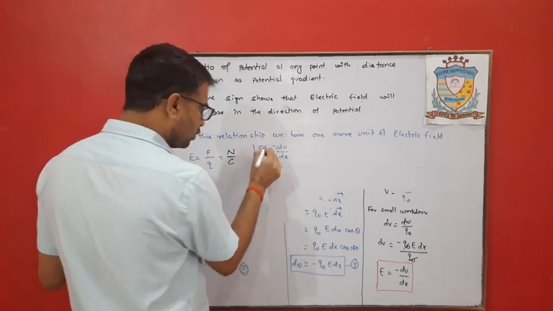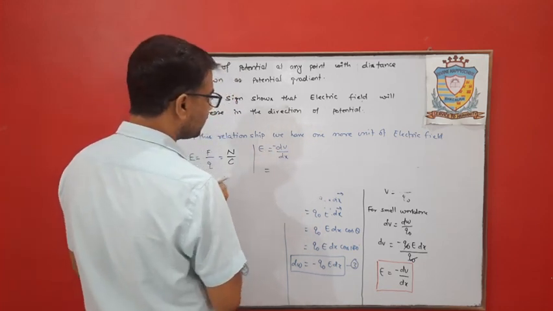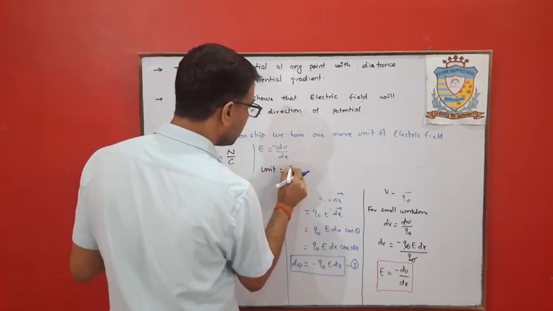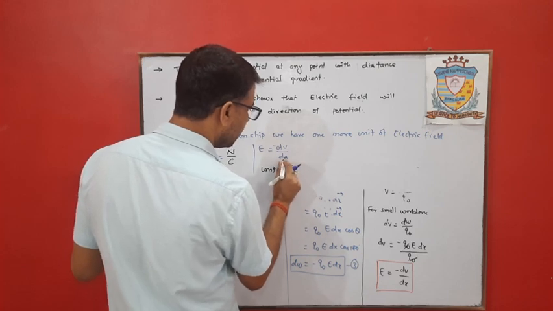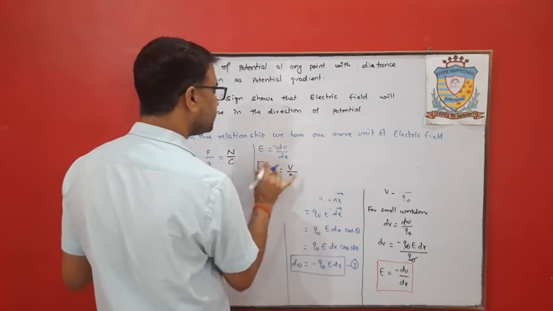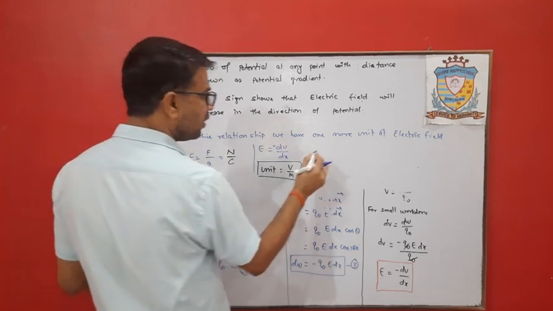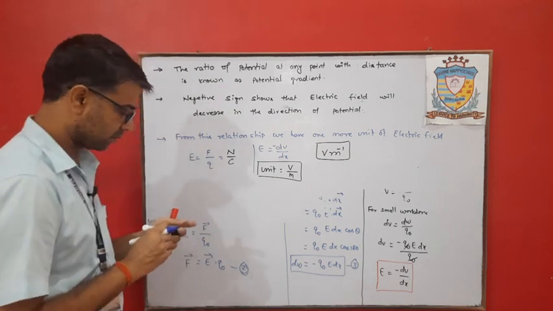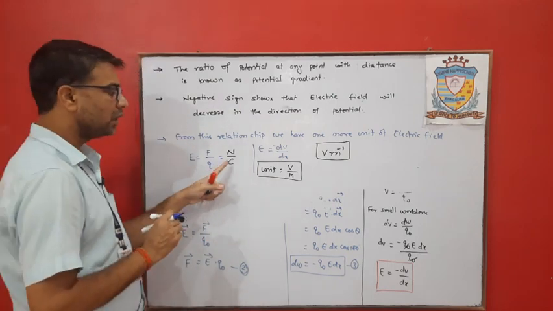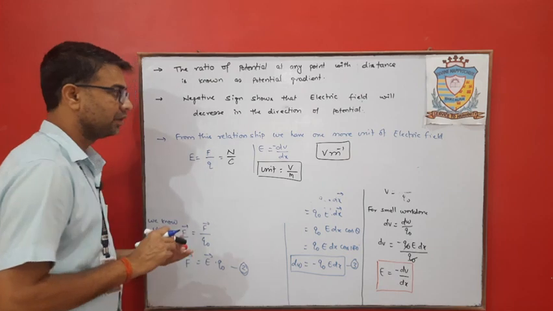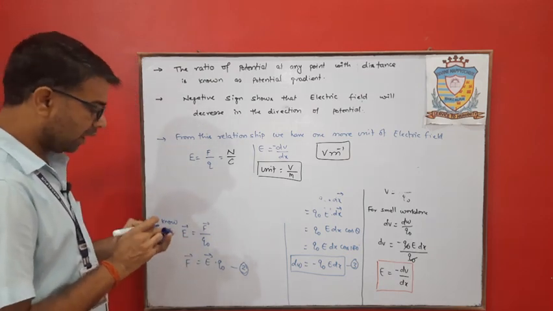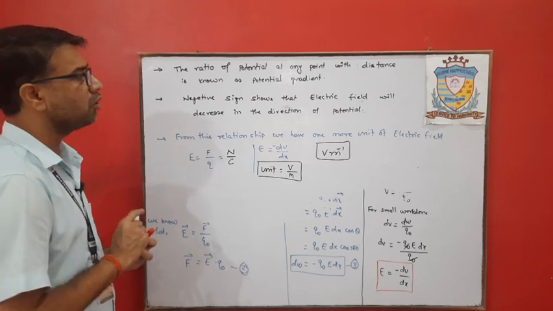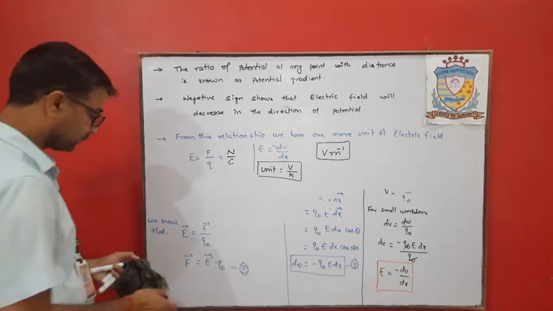But from here the new unit, E is equal to dV by dx or dr, anything. So in that case the unit of potential is V, that is volt per meter. So the next unit is volt per meter. Now we have two units, Newton per Coulomb and volt per meter. Next we will find the electrostatic potential due to a dipole at the center of the dipole. Clear?